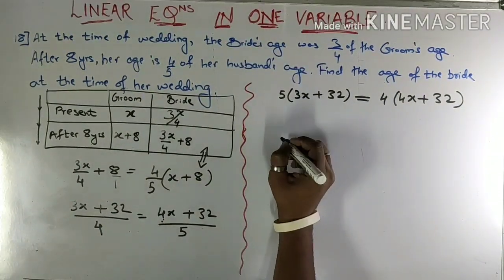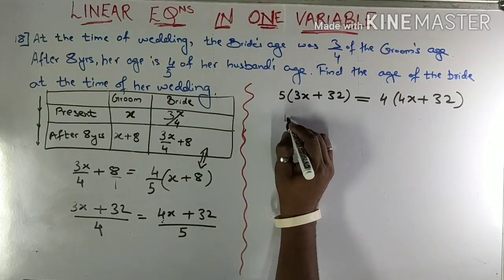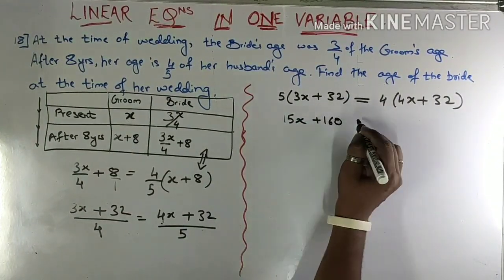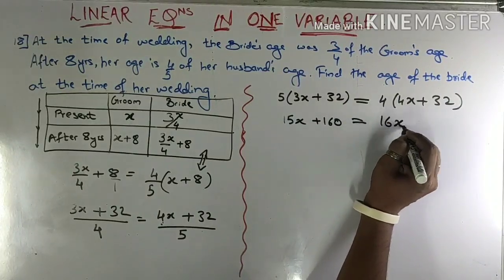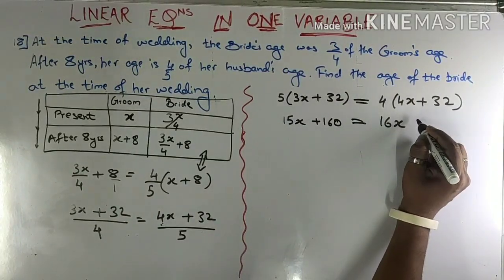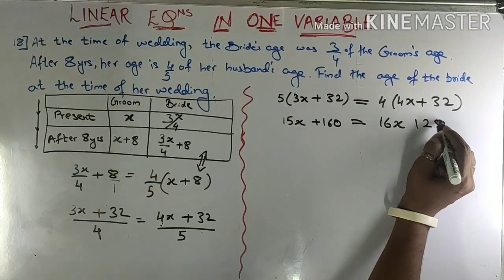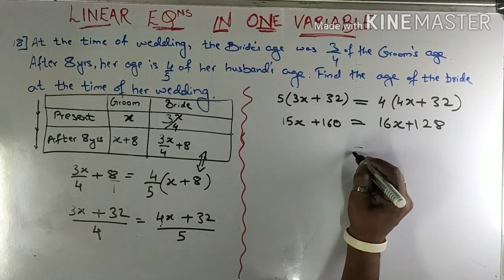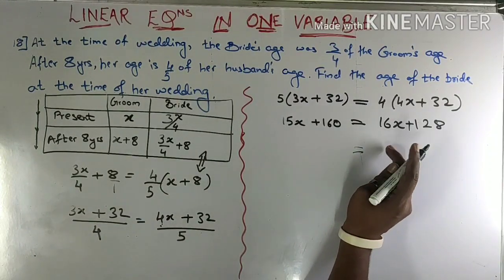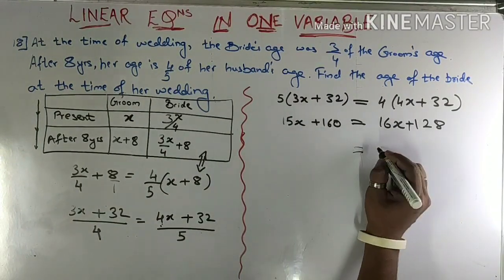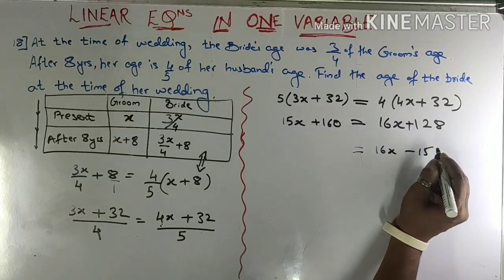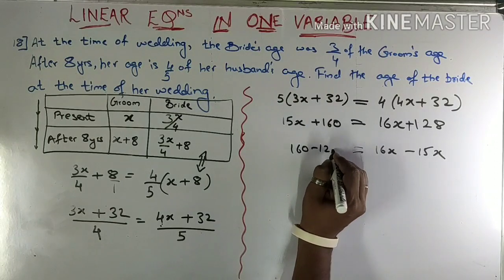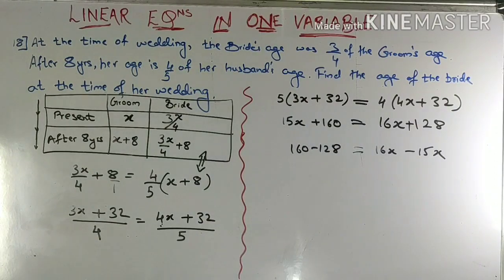So 5 3s are 15x plus 160 equals 4 4s are 16x plus 128. Taking x terms on one side, that is unknown terms on one side and known terms on the other. 16x minus 15x, and 160 minus 128.